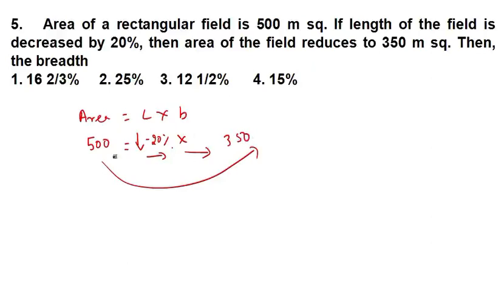Before it was 500, now it became 350. Okay, so just follow what I told you. This is 500, if you want to decrease by 20%, then it will be 400. Now this 400, if you want to get 350, by how much number you have to decrease? You have to decrease by minus 50, then only you will get 350.